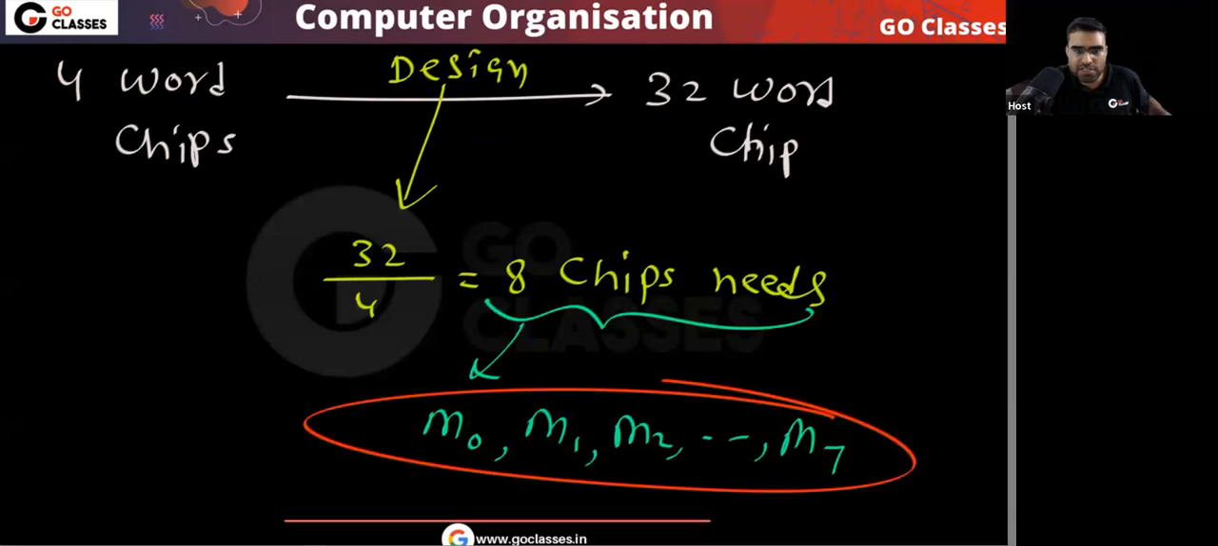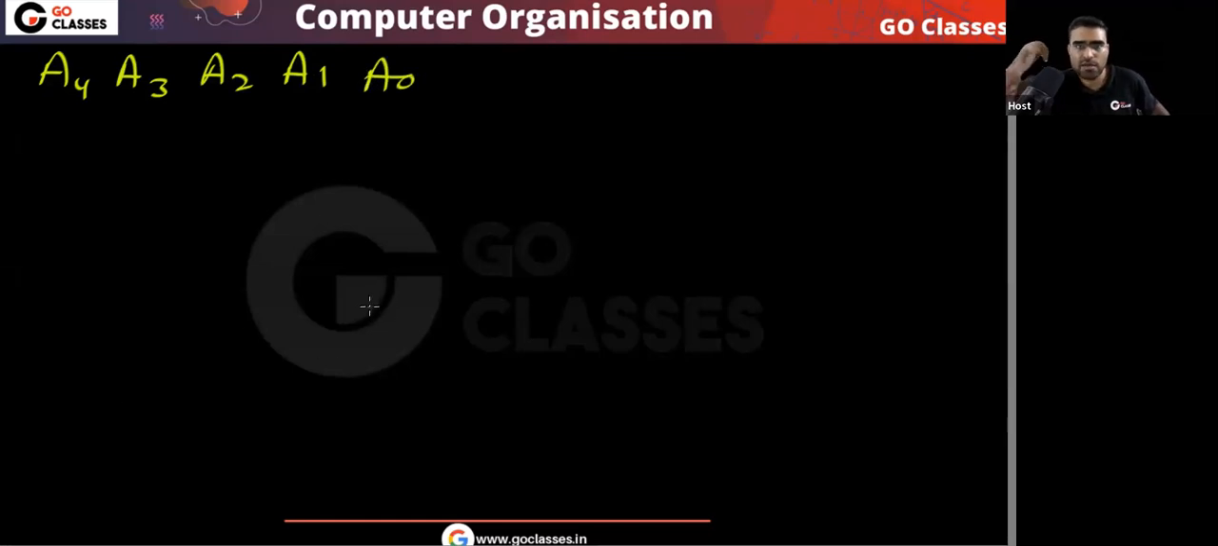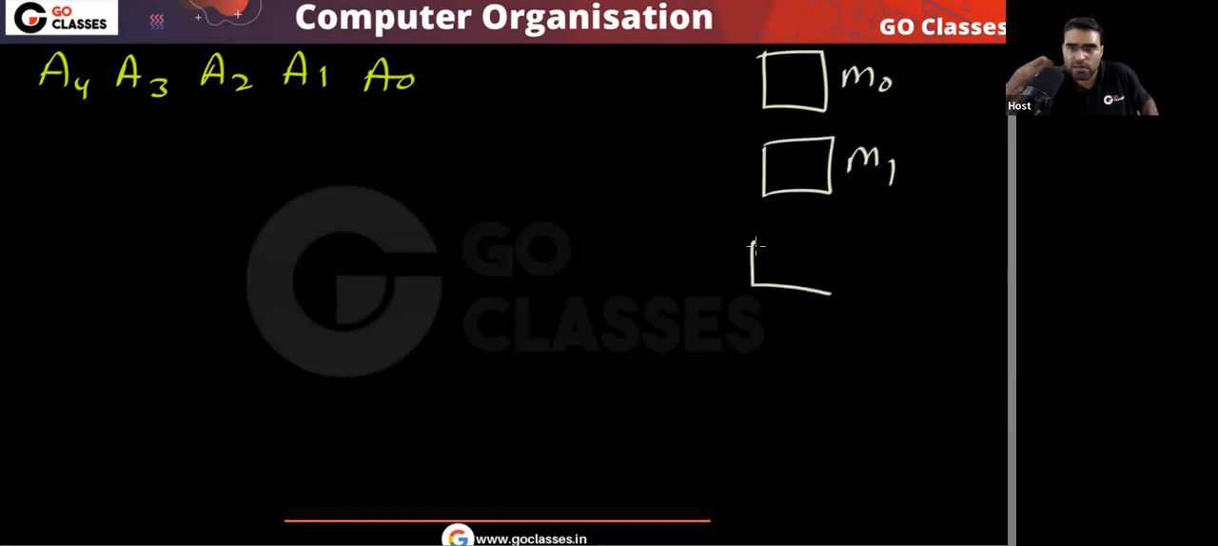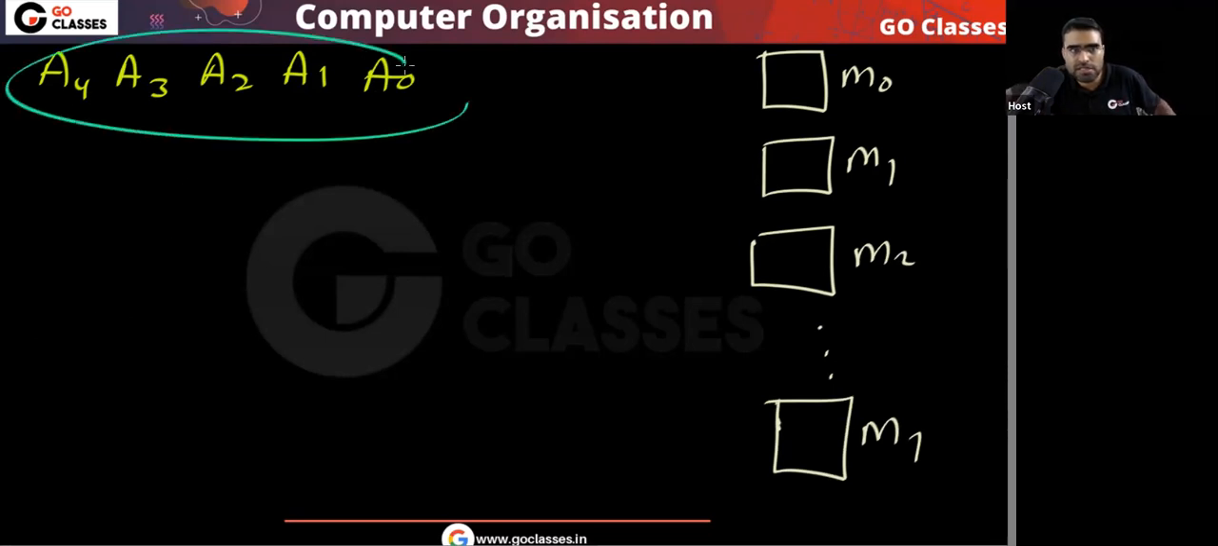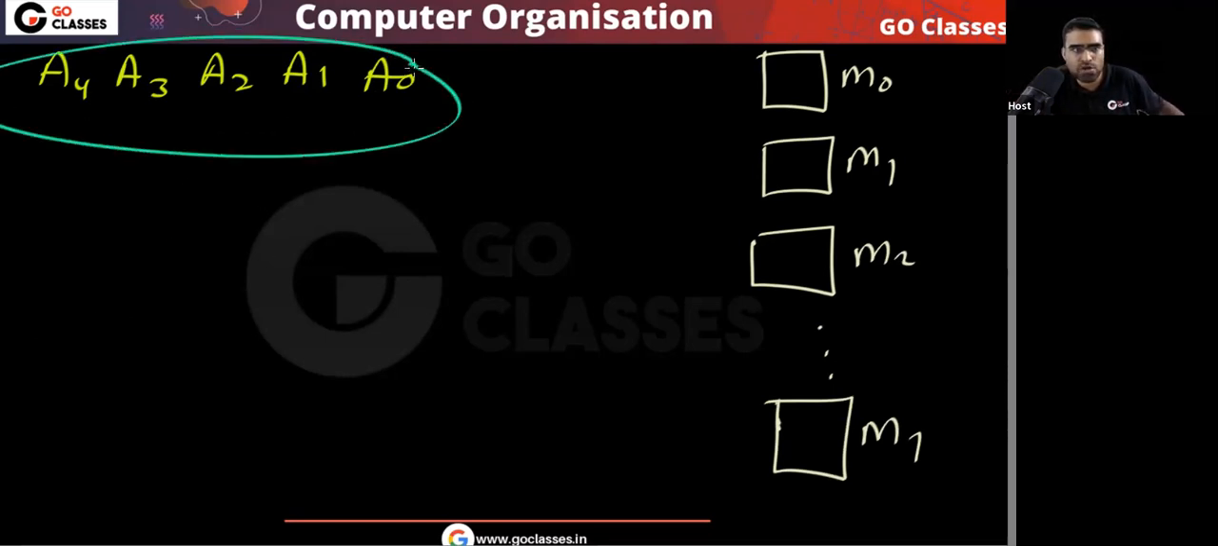Is this clear? Now what I will do, I have total 5 bits. Remember, I need total 5 address lines. So these are the 5 address lines: A4, A3, A2, A1, A0. Now how will I make the connection? Notice how I will make the connection. Total I have 8 memory chips: M0, M1, M2, and so on, up to M7. These are the chips that I have, and these are the address lines that I need.